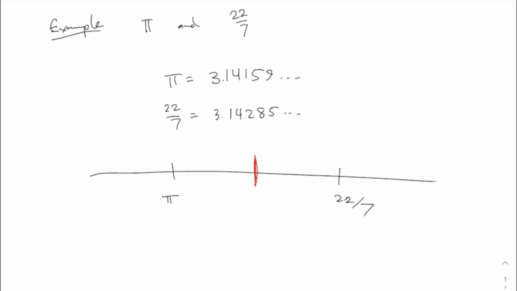Yeah? 3.142. Yeah, that is exactly what I was going to say, actually. 3.142. Are you sure that's rational? How do you know that's rational? Can you tell me a fraction? Excellent. It's 100, right? No, 1,000. Yeah, you're right. Excellent. So that is a rational number in between those two real numbers.